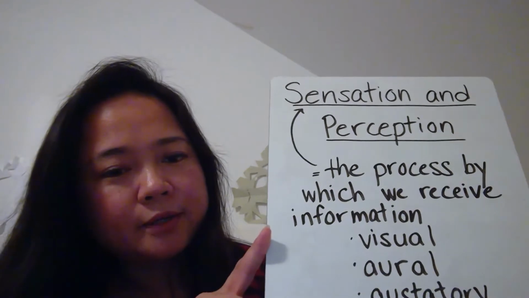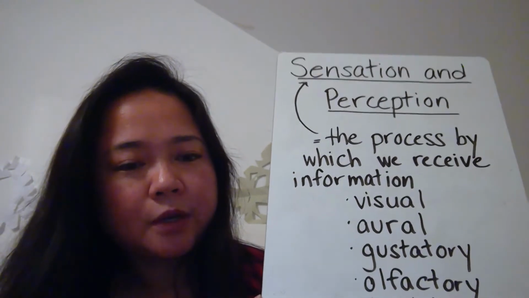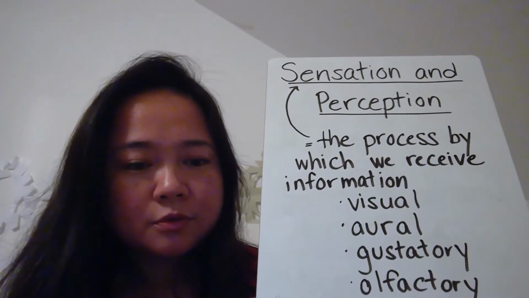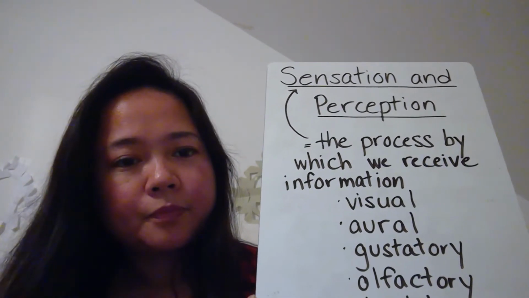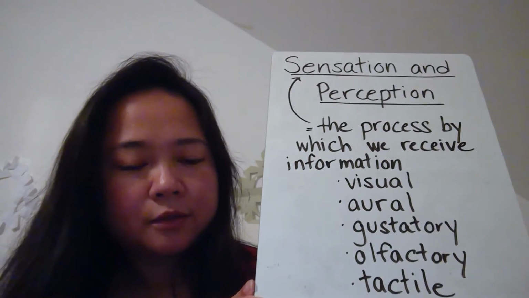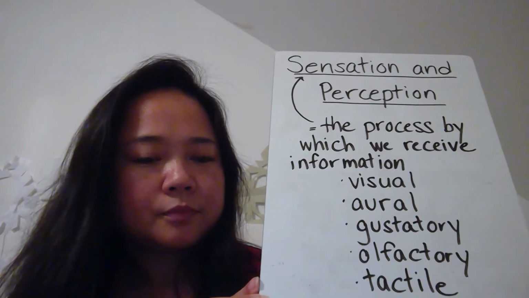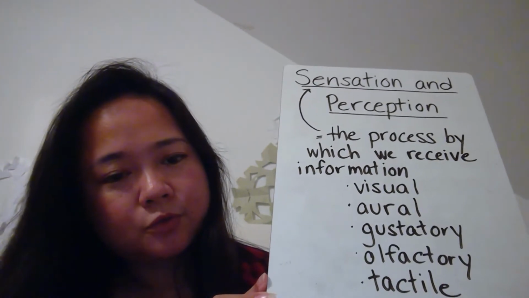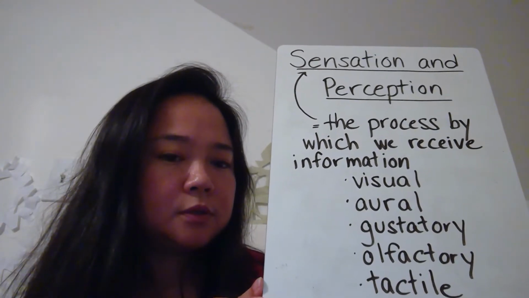So obviously your eyes, your ears, your tongue, these are all going to help with your senses. They're responsible for your senses. Olfactory is your nose, so your sense of smell. And then you also have tactile, so your skin also is a source of sensations, or receives the sensations.